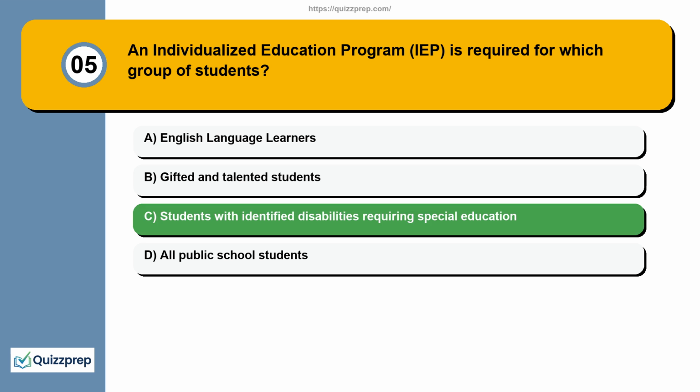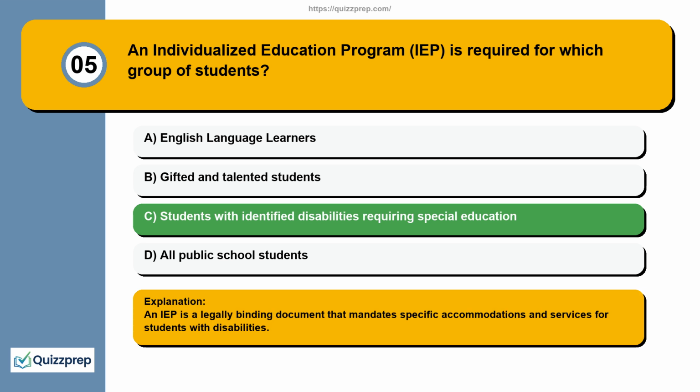The correct answer is option C. Students with identified disabilities requiring special education. Explanation. An IEP is a legally binding document that mandates specific accommodations and services for students with disabilities.